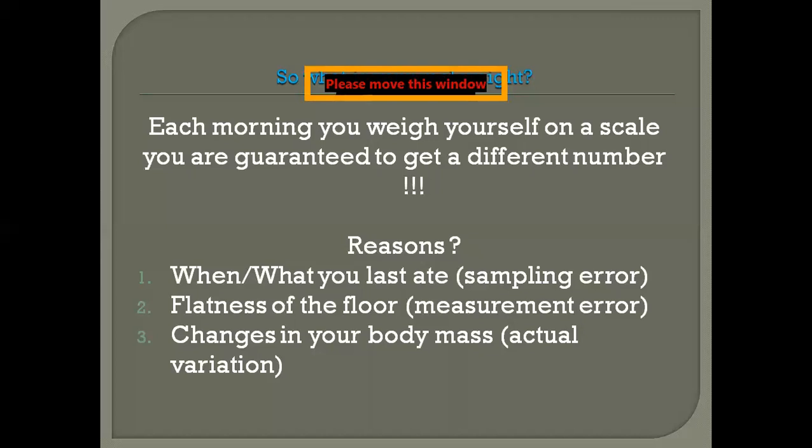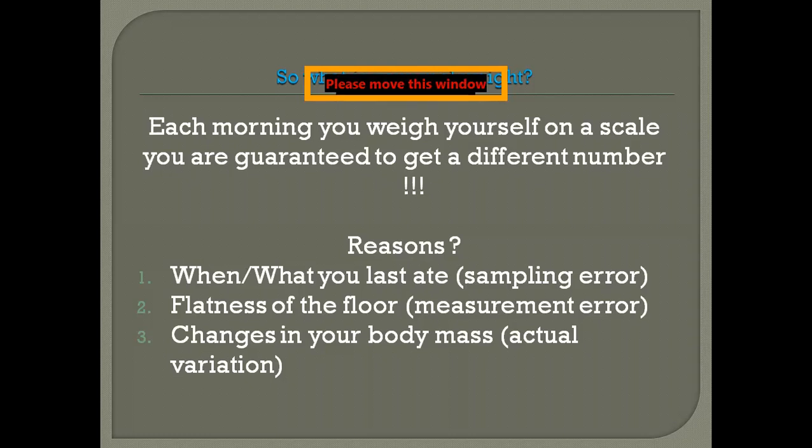The reasons may be when or what you ate, meaning the previous evening what you had for dinner. That affects the current reading, and what kind of flatness of the floor is available, that is, where you have put the scale, is the floor flat enough to give you an accurate measurement or not. And you may have an actual change in your body mass because of some other things. So that is the actual variation in your weight.